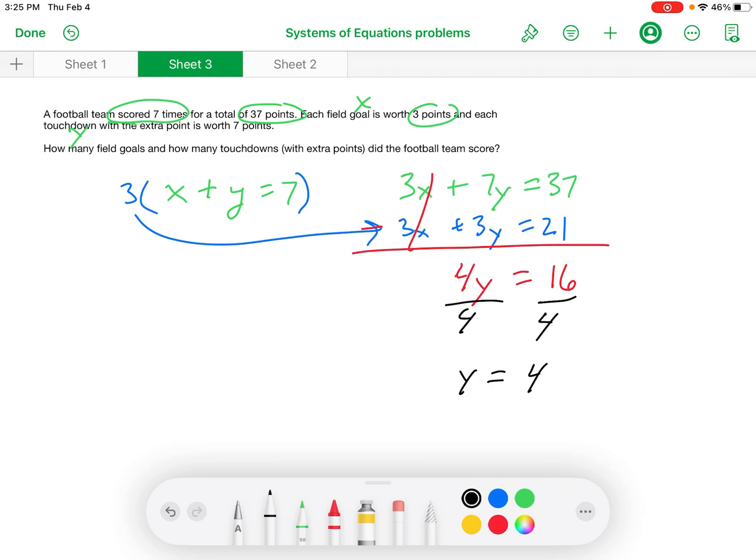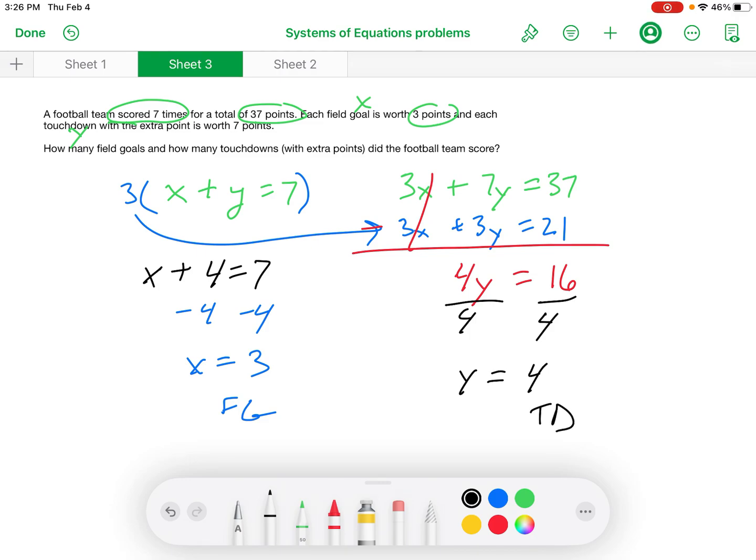So y equals 4. Now y represented my touchdowns. So how many touchdowns did they score? 4 touchdowns. And then I can go back to my original equation of x plus y equals 7, and I can figure out that indeed if I subtract 4 on both sides, they scored 3 field goals. So I've got 3 field goals and 4 touchdowns.